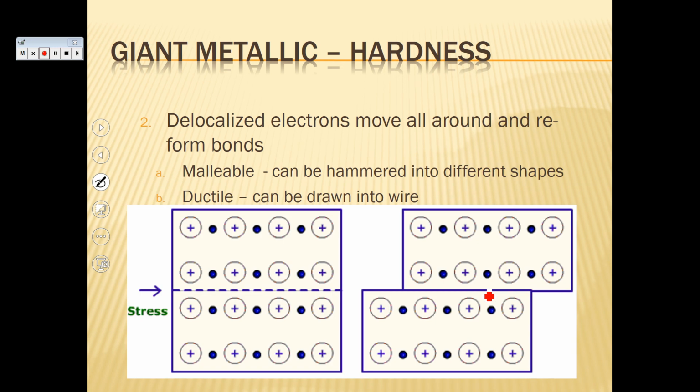The delocalized electrons move all around and reform bonds. So for example, this picture on the left shows you what a normal metal structure looks like. If you apply a stress to it, what happens is that the positive nuclei just shift over, but the delocalized electrons just find a new valence shell to hang on to. So it causes that malleability and that ductility for metals.